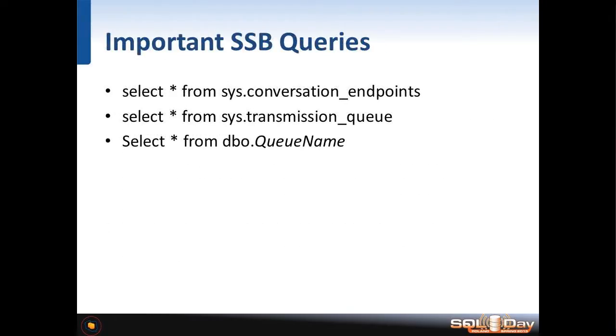So there's some important queries that you're going to want to keep in mind when working with Service Broker. The first one, select star from sys.conversation_endpoints. This is going to be the list of conversations that are up and running on your server. So when you create a conversation, you're going to get a couple of rows dropped into this management view. When you close the conversation, those records are going to get removed out of this management view.